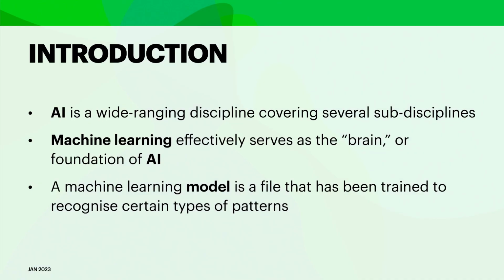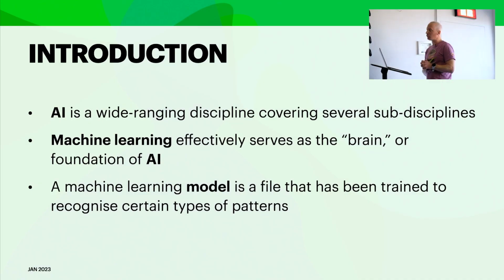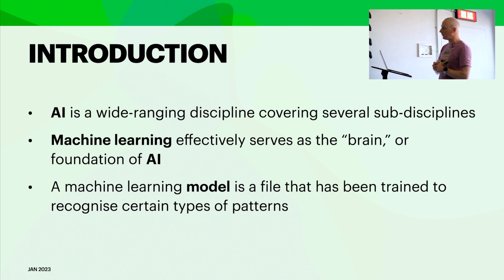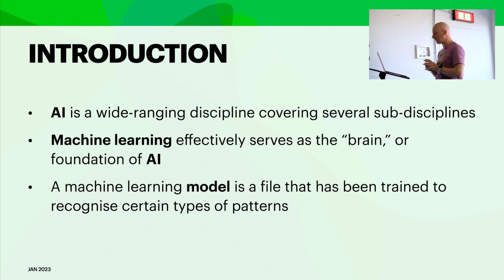So let's start with some of the high-level stuff. What is AI for starters? Because the word's used a lot. AI is a wide-ranging discipline that covers lots of sub-disciplines, like robotics, visual computation, and machine learning. They all come under the AI umbrella.